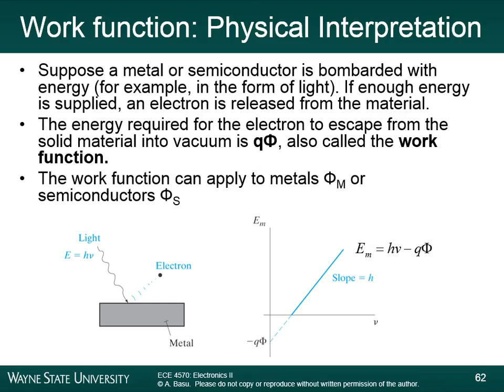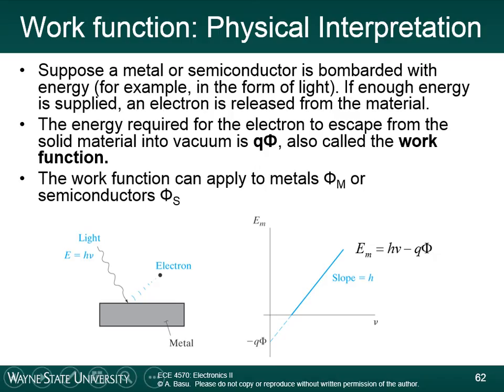The first important concept is the concept of a work function. The reason we need to understand the work function is because we'll see that it's important in drawing the energy band diagrams for a metal semiconductor junction. So a work function is a physical number that depends on the type of metal that you have. Or this applies to semiconductors as well.